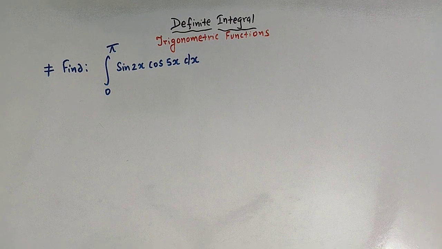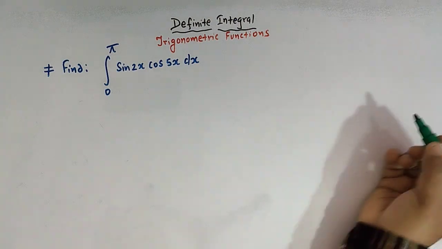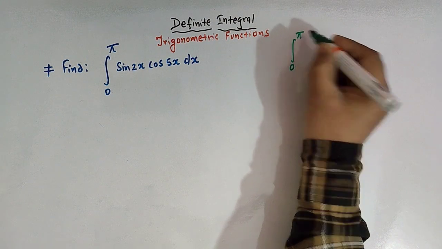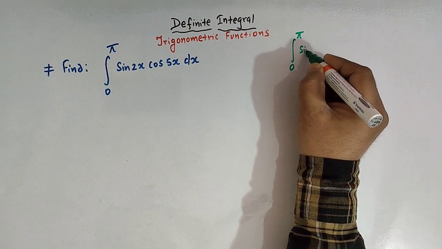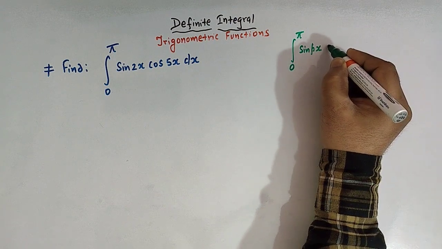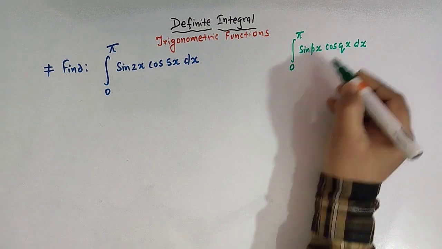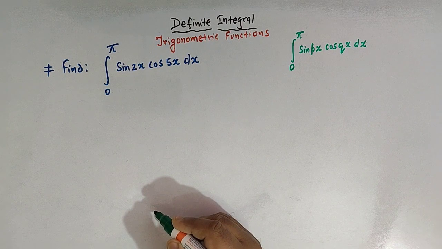We'll solve this problem by two methods. The first one is the direct method, and the second one is the usual method of using trigonometric identities and the process of definite integration. Let us first see the direct method. Suppose we have an integral from 0 to pi of sine of px and cos of qx, where p and q are positive integers.